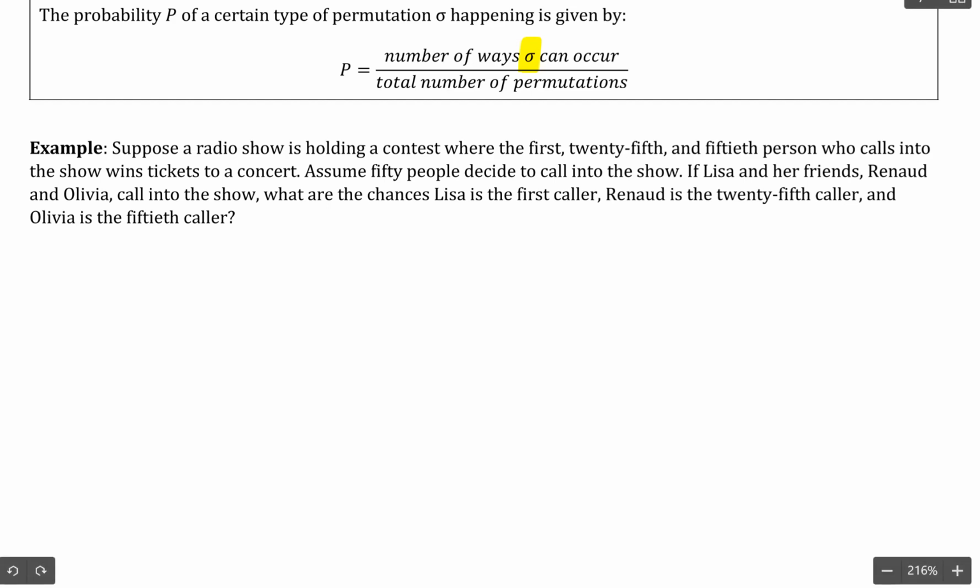Before we get started, what is the event that we're interested in? In other words, sigma. Lisa is the first, Renaud is the 25th, and Olivia is the 50th. This is what we're going to call sigma. So we want to first determine how many different ways can that specific event, Lisa being first, Renaud being 25th, and Olivia being 50th, happen?